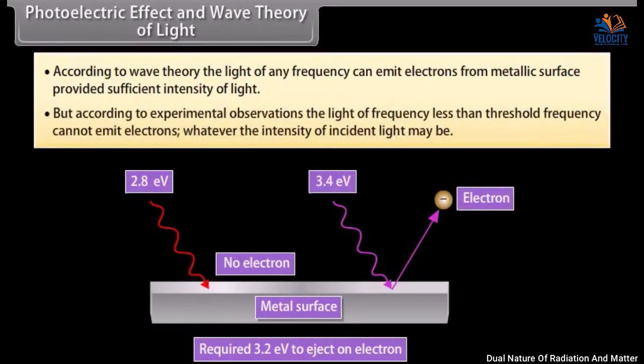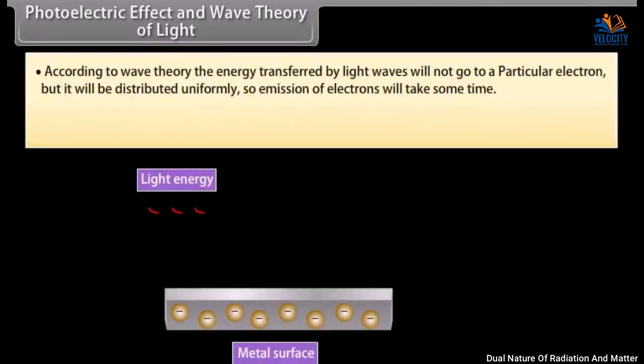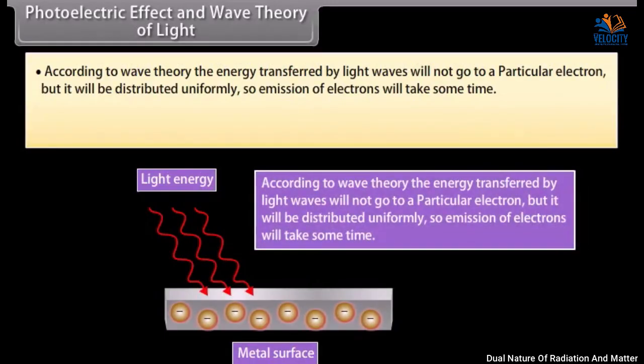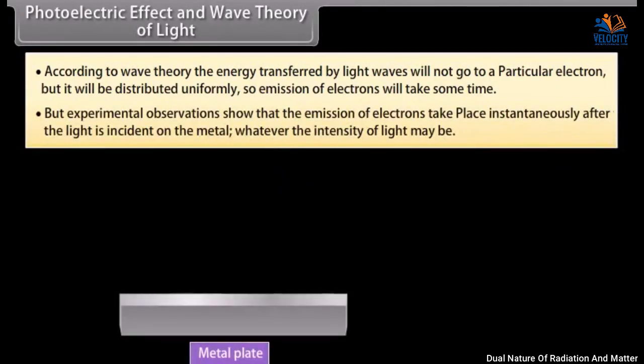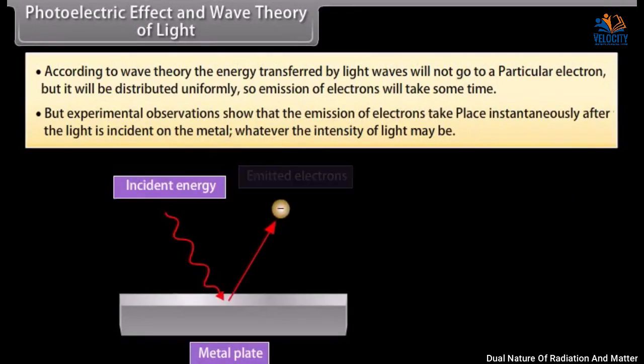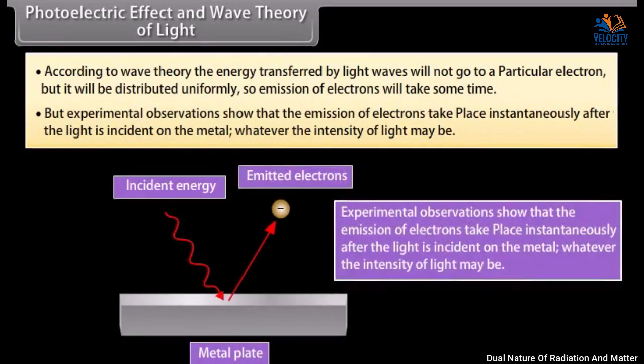According to wave theory, light of any frequency can emit electrons from a metallic surface provided the intensity of light is sufficient. But according to the experimental observations, light of frequency less than the threshold frequency cannot emit electrons, whatever the intensity of incident light may be. According to wave theory, the energy transferred by light waves will not go to a particular electron, but will be distributed uniformly, so emission of electrons will take some time. But experimental observations show that the emission of electrons takes place instantaneously after the light is incident on the metal, whatever the intensity of light may be.